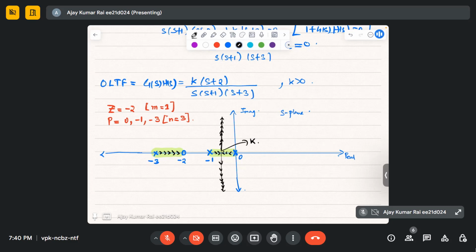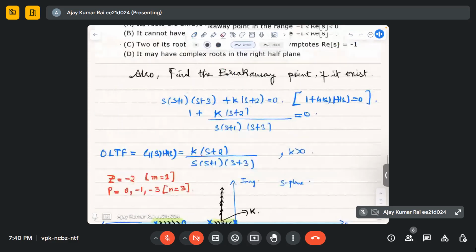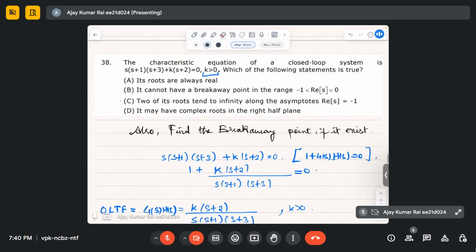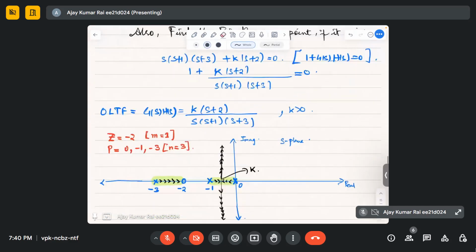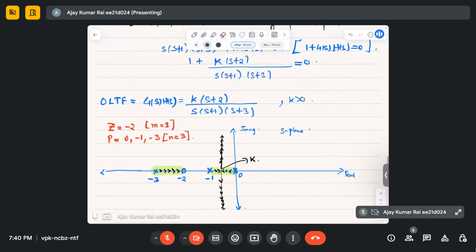Okay. So returning to the question, I know basically how the root locus is going to look like. So I can answer this question. Its roots are always real. So what about option A? Since the root locus is breaking out, okay.